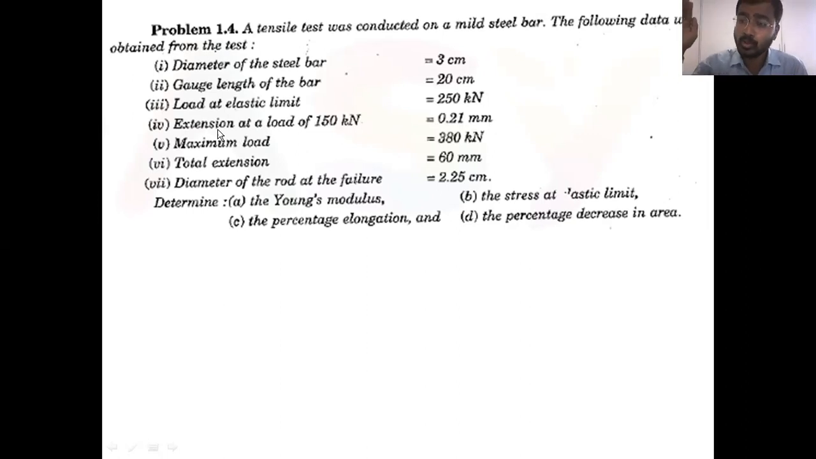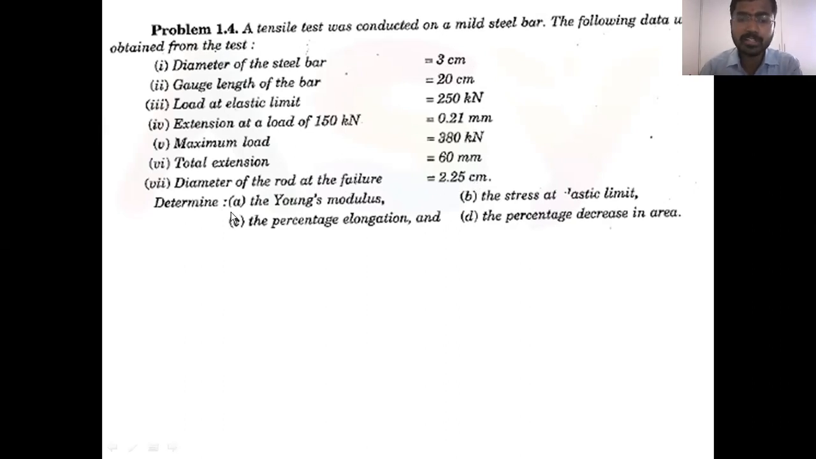Similarly, the maximum load: even beyond your elastic limit, it can take the loading to form its permanent deformation. So that maximum load is 380 kilonewton. The total extension is 60 mm, and the diameter of the rod at the failure will decrease. Whenever you pull that rod, the diameter is going to decrease. So the diameter of the rod at the failure is 2.25 centimeter. Previously the diameter was 3 centimeter, but after applying the load it is 2.25 centimeter.